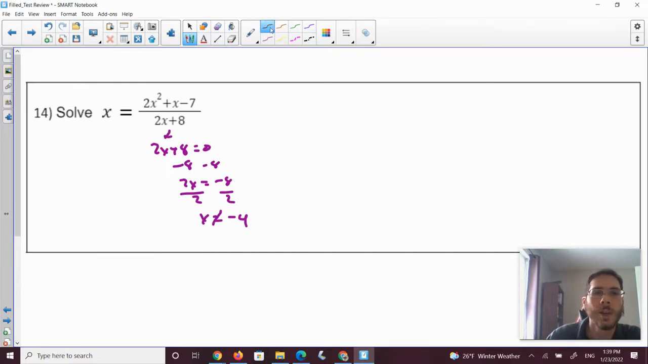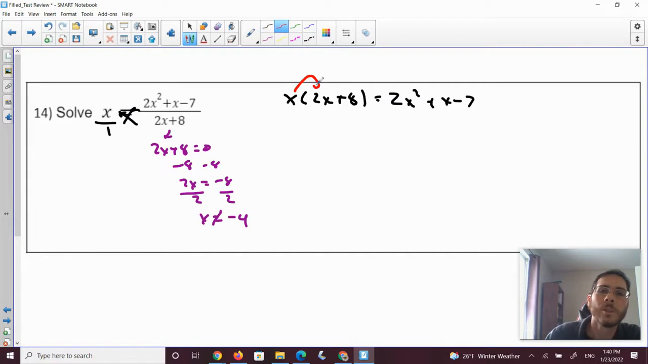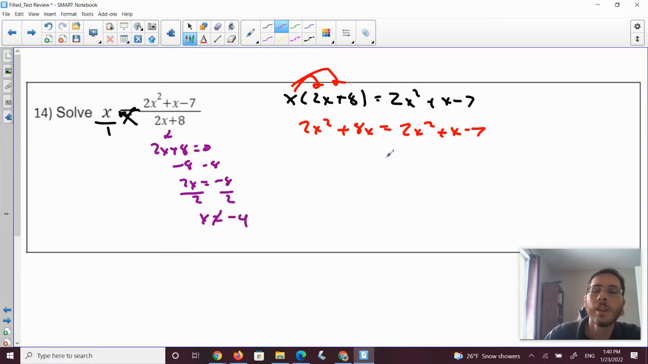Well, just like with SOHCAHTOA problems and all those things from geometry last year, just put this over 1 and then cross multiply. So we get x times 2x plus 8 equals 2x squared plus x minus 7. We can distribute this x to both pieces. 2x squared plus 8x equals 2x squared plus x minus 7. And now it's a regular one. Since we see we have the squared, we might think we want to get everything on the same side, but if we subtract 2x squared from both sides, that actually drops out. So kind of cool. We end up with 8x equals x minus 7.